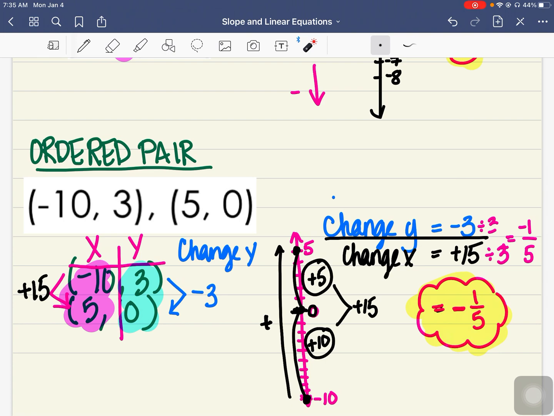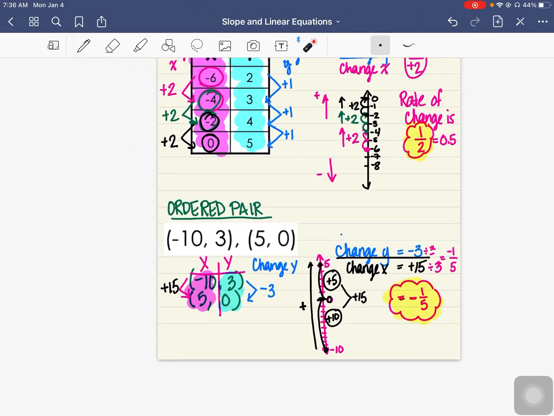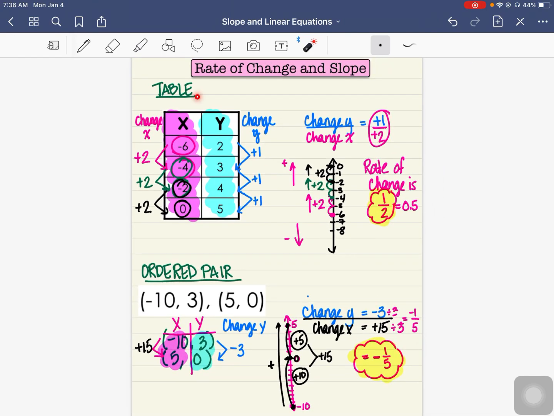Okay, so that's how, but remember, it's always change in y. Y is always on top, x is always on the bottom. Okay, so we just did table. We just did ordered pair. Now we still have a graph. What do we do with a graph?